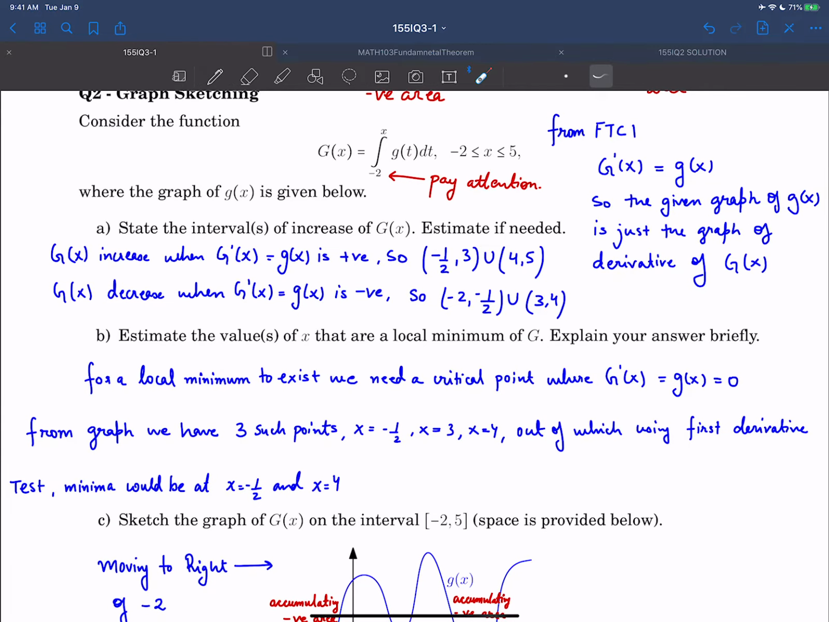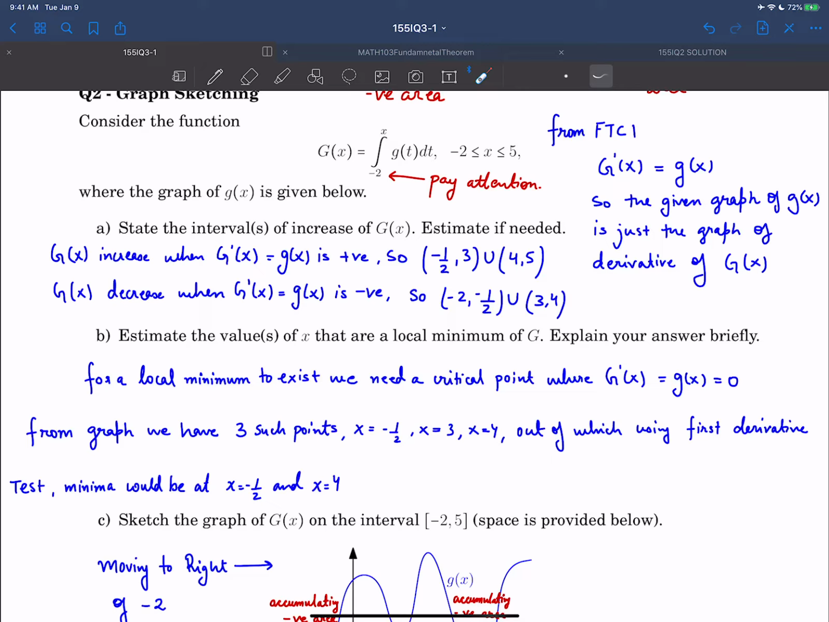And now this information will come in handy when you try to do the B part, where they're asking you to estimate the values of x, so there could be multiple, that are local minimums of G. You want to find where you have a local minimum for G. So remember, capital G is a function whose graph is not given to us yet. We should be able to pull out this information from its derivative's graph, because that's what we have on hand right now.